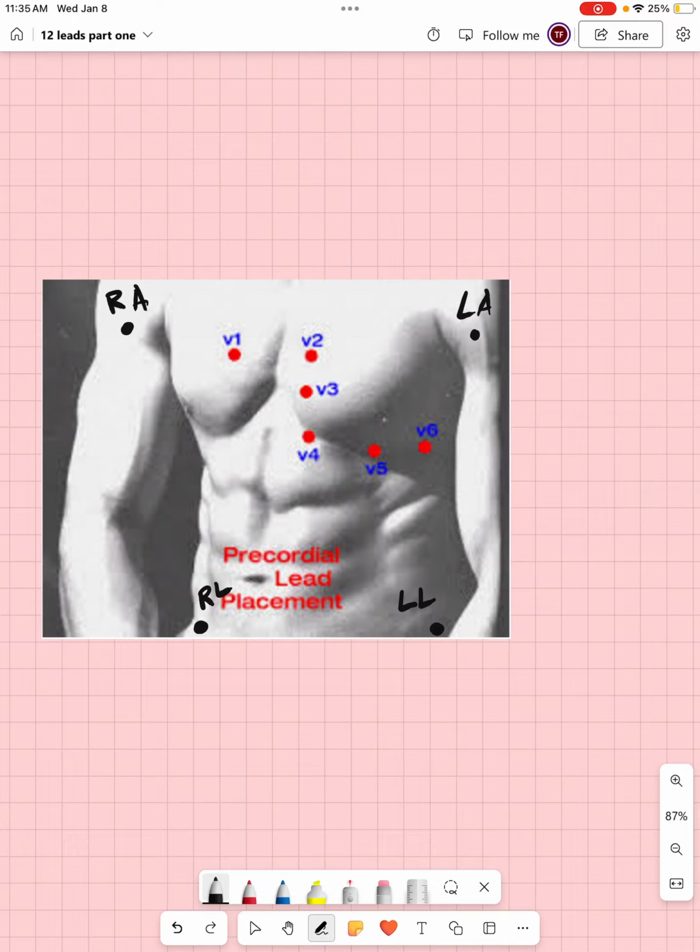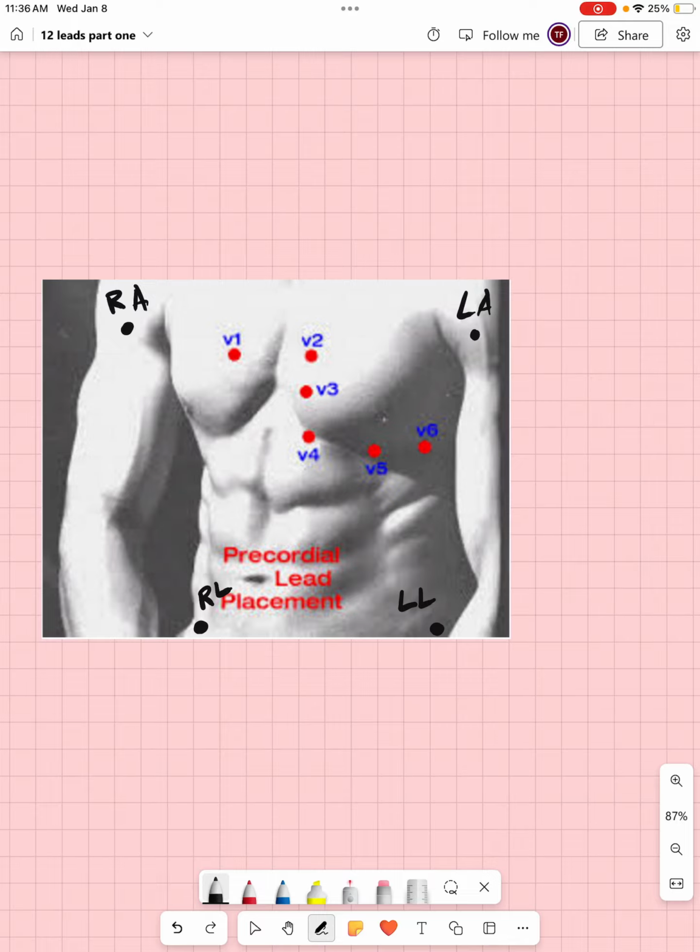Moving down to our legs, the highest up that is acceptable to see those leads would be where our hips and our leg meet, just below the crest of our hip there. Now you can obviously put them on the leg itself, but that's the highest I'm going to see it towards the torso.